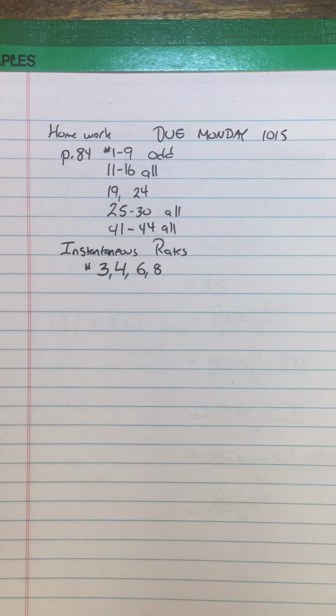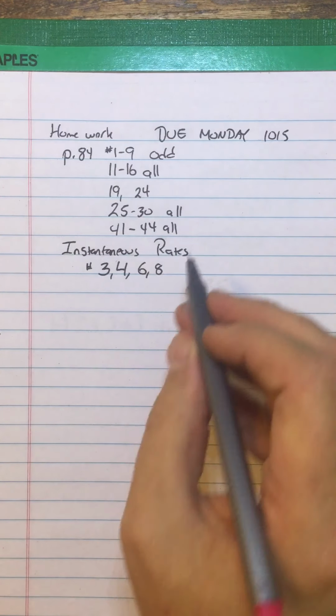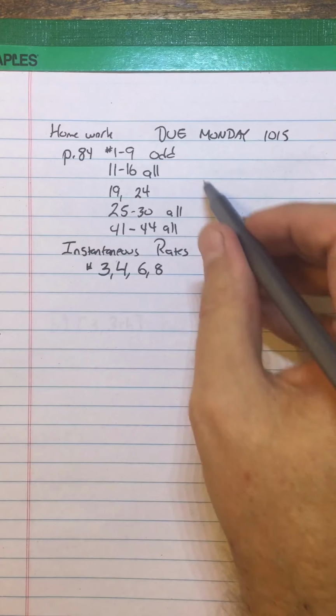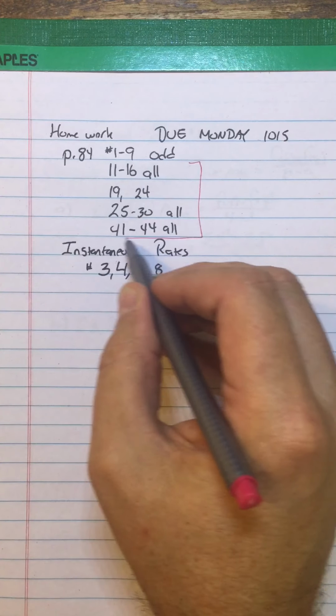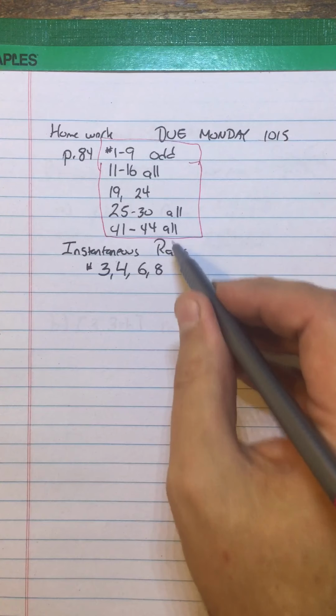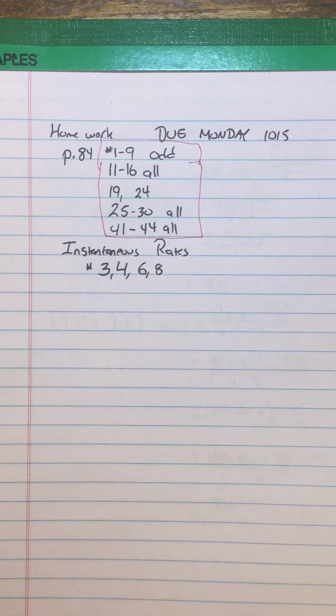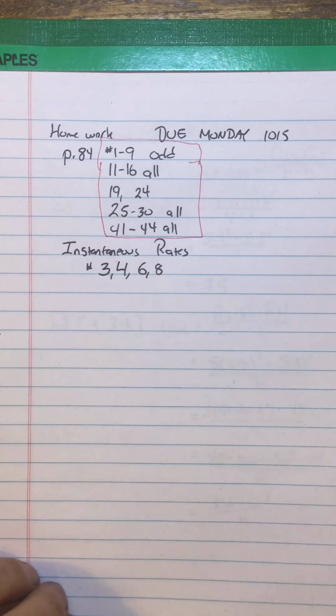So before we go on with instantaneous rates number 7, I want to point out a correction to the homework, which is something that I left out of this layout: 41 through 44 all. I forgot to put that in there. 41 through 44 all. So this is the correct homework assignment. This is also posted on Google Classroom and on the website on the homework page, so you can be sure that you're doing the correct thing.